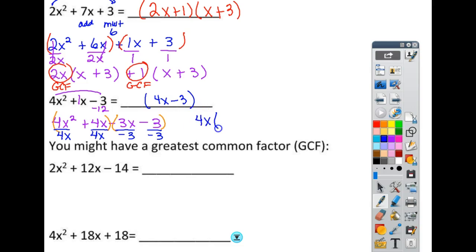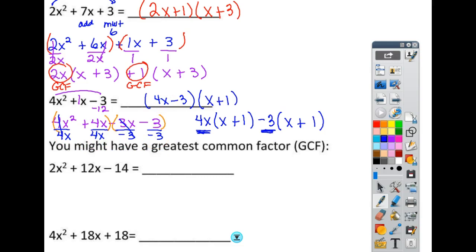So 4x, and then when we divide these, what do we get? What's 4x squared divided by 4x? X, because the x squareds cancel out. What's 4x divided by 4x? 1. Now negative 3 is our other GCF, so we write it right there. When we divide these, that cancels, which leaves us an x and then a positive 1. So we know our other term is x plus 1. These right here make the other term, and these right here make the first term.